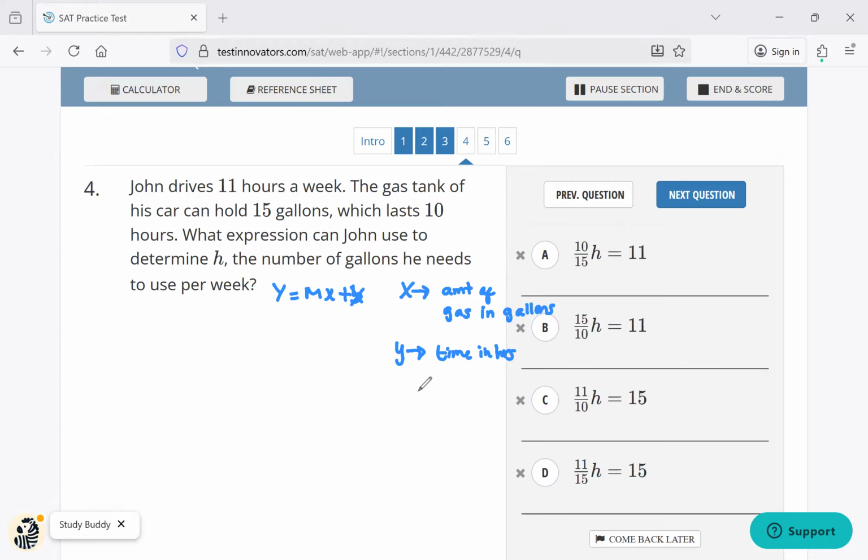Okay? And we also know that slope is the same thing as change of y over change of x. So we just have to fill in our blanks. John drives 11 hours a week. 11 hours, is that a y value or an x value? It's a time, so that means it is a y value. What would be my m? So m is the change of y over change of x. So that's going to be 11, and then change of y is... what is change of y?